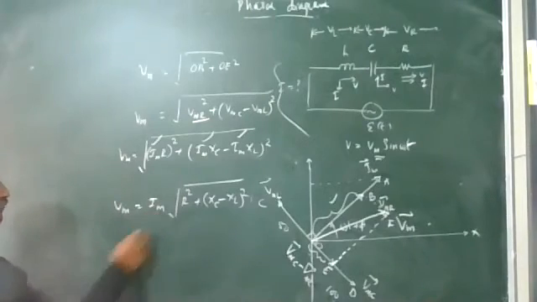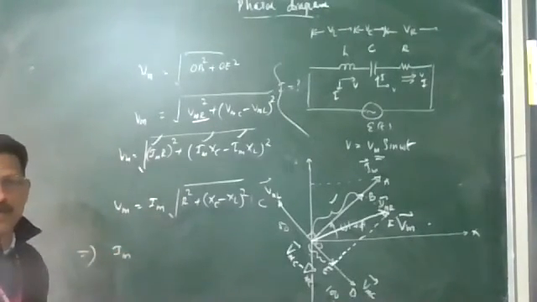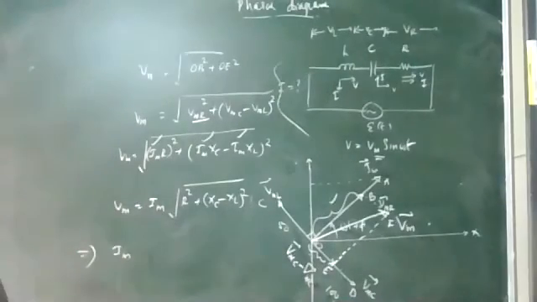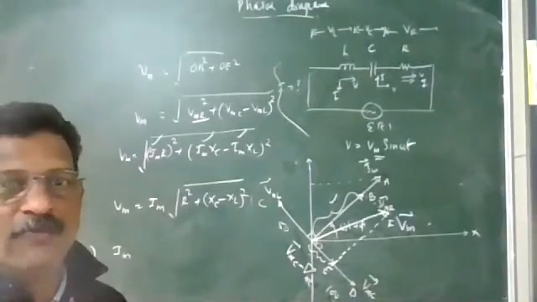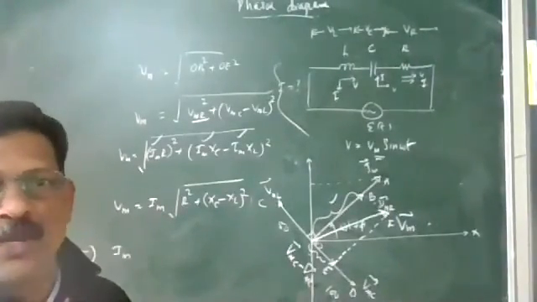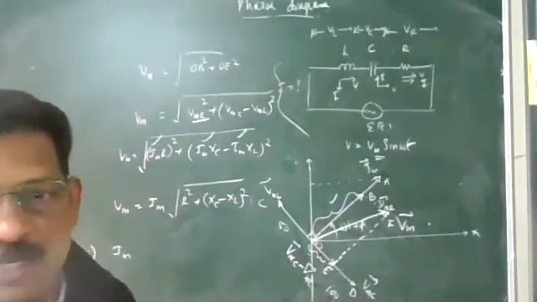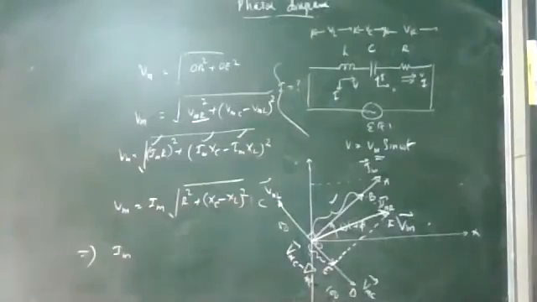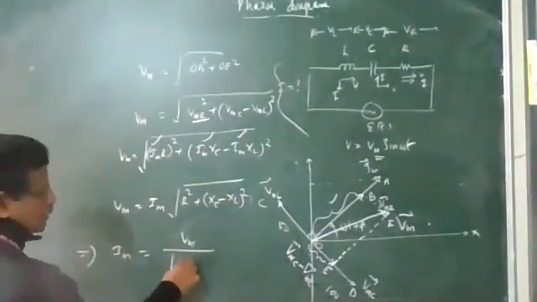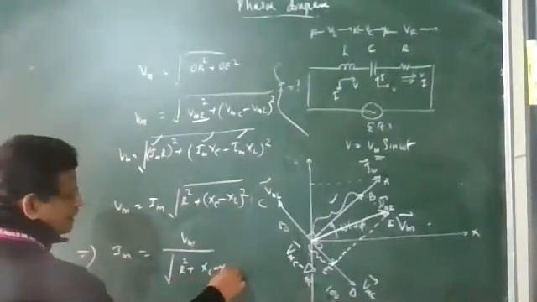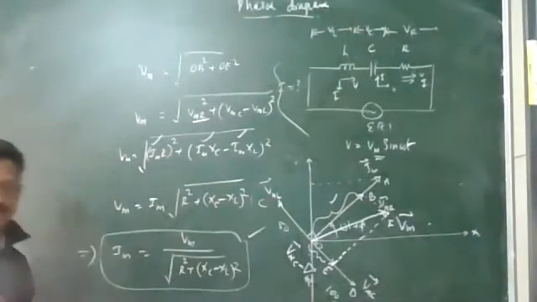So what is the value of IM from here? Therefore IM is equal to, as we wrote in the earlier circuits: what is IM in a resistor? VM by R. What is IM in an inductor? We have seen that it is VM divided by omega L. What is IM in a capacitor? VM divided by 1 by omega C. So the maximum value of current in the LCR circuit is VM divided by the square root of R square plus (XC minus XL) whole square. This is the maximum value of the current.